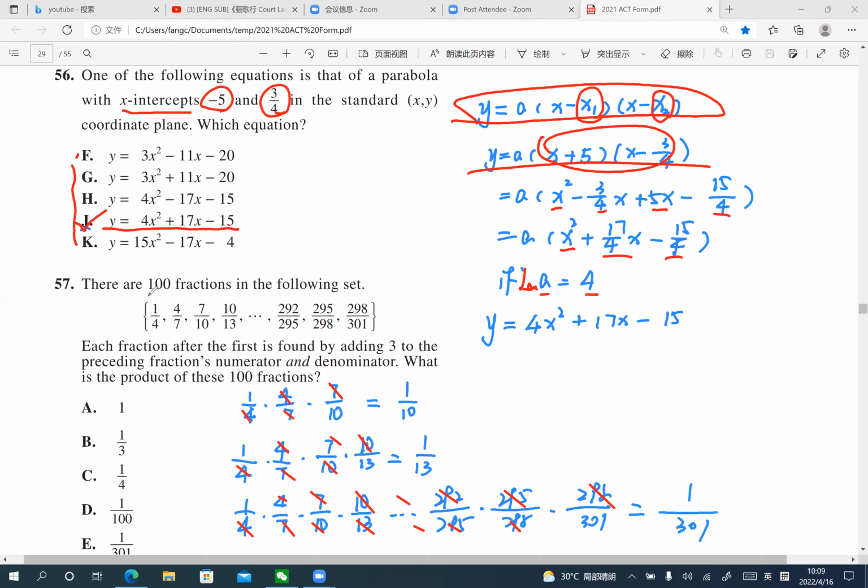Question 57, there are 100 fractions in the following set. Each fraction after the first is found by adding 3 to the preceding fraction's numerator and denominator. What is the product of these 100 fractions? If we multiply the first 3 fractions, we get 1/4 times 4/7 times 7 over 10. Then cancel out the common factors 4 and 7. So we find only the first numerator and the last denominator were left. So it equals 1/10.